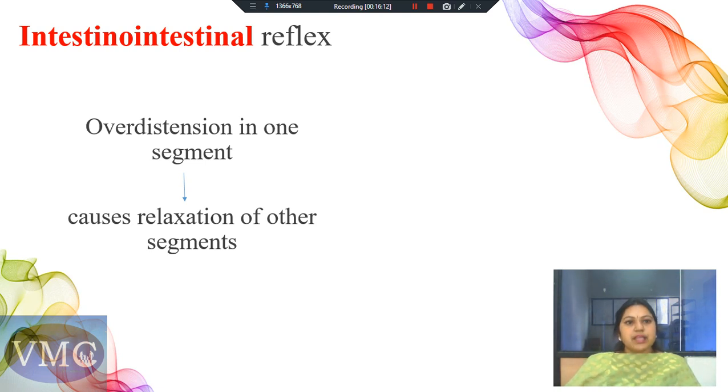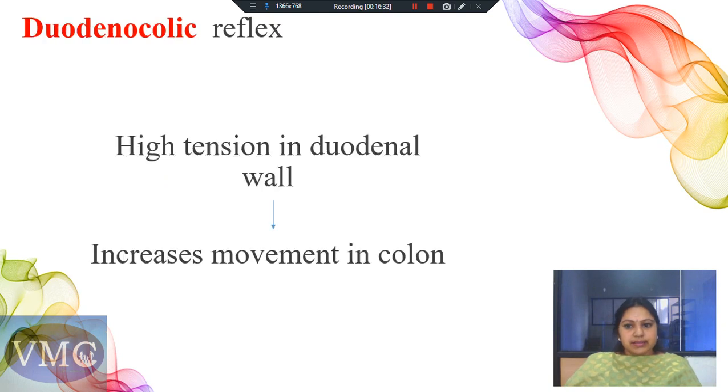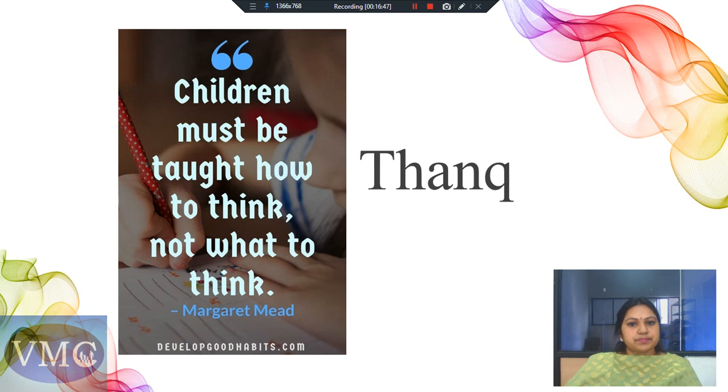Now we will look into the intestinal reflex. What happens here is, when there is over-distension in one part of your intestine, it causes relaxation of the other segments of your intestine. This is called the intestinal reflex. So in the intestine itself, when one segment is over-distended, the other segment relaxes. What is the duodenocolic reflex? If there is a high tension in the duodenal wall, a distension or a stretch in the duodenal wall, this causes an increase in movement of your colon. This is called the duodenocolic reflex.